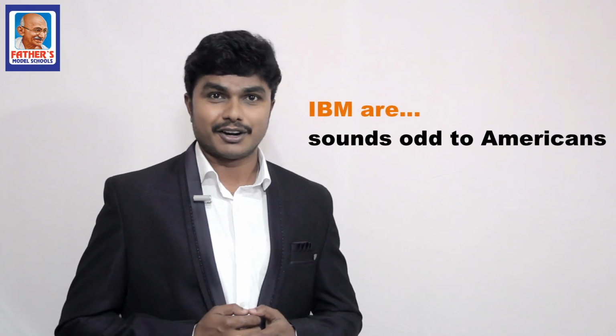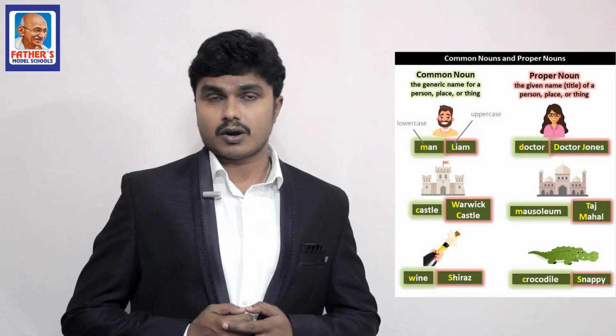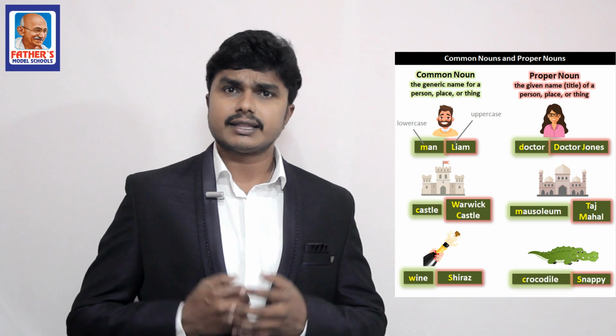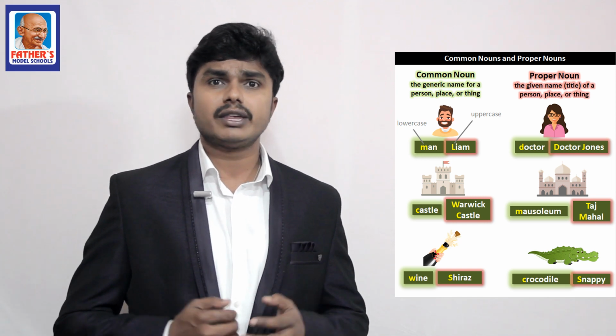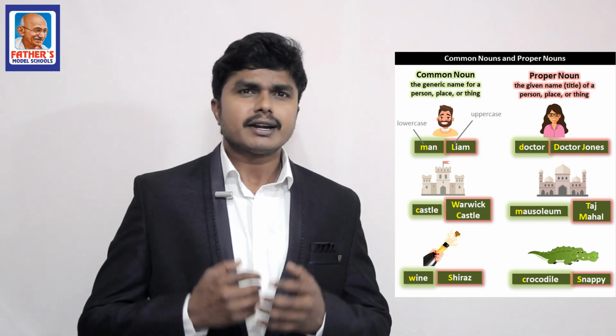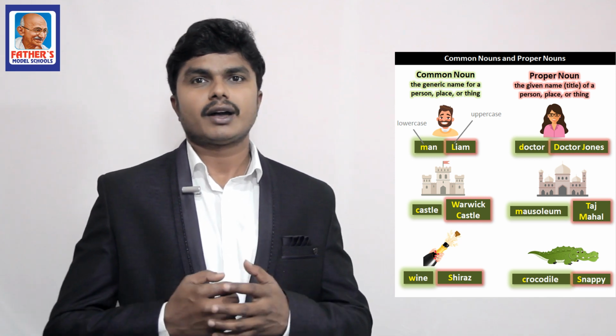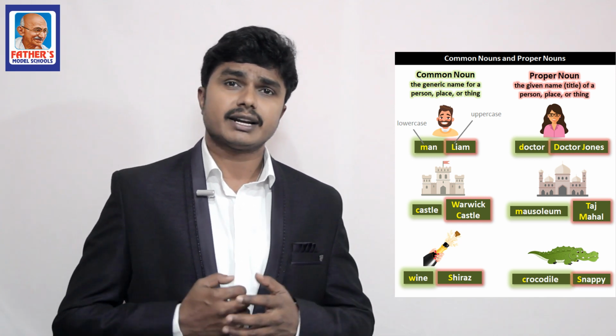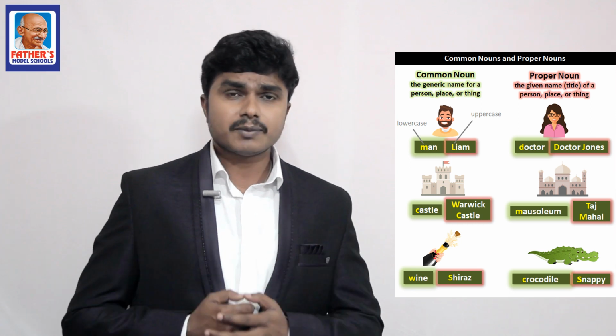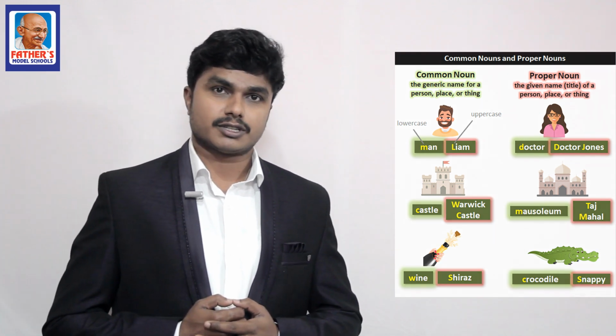This difference is most obvious when dealing with proper collectives such as business names, like IBM are, which sounds odd to Americans, isn't it? Let us see other types of nouns which are proper and common nouns. A proper noun is the name of a particular person or thing and is capitalized. Titles of books or other creative materials are considered as proper nouns. Other names are referred to as common nouns.